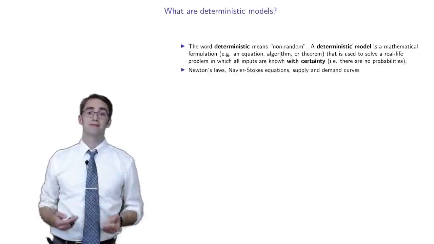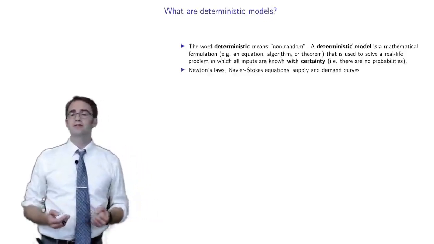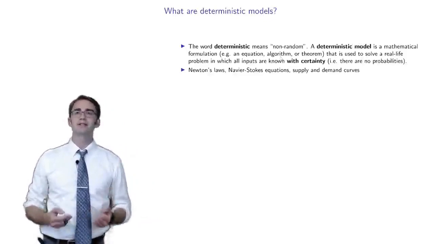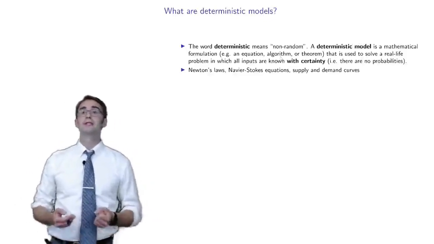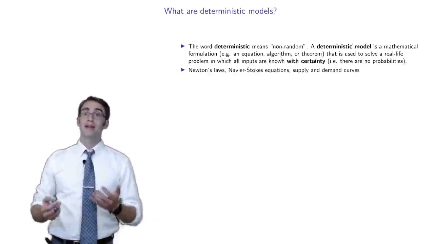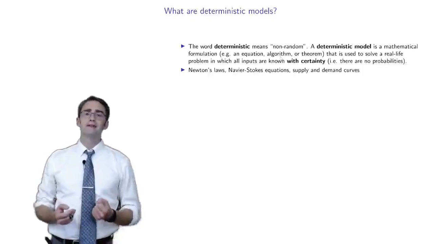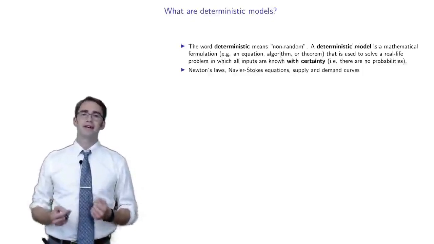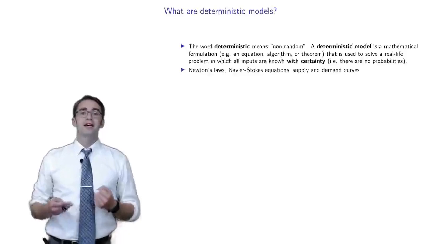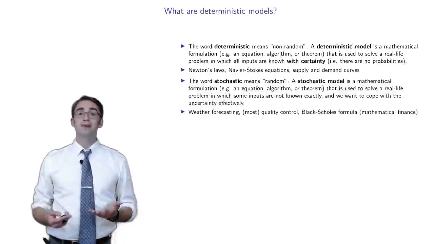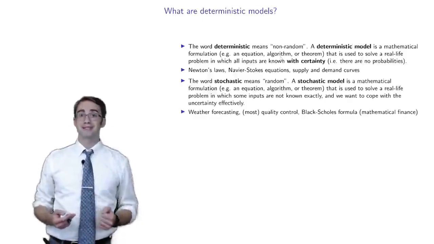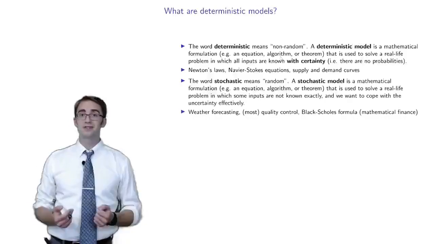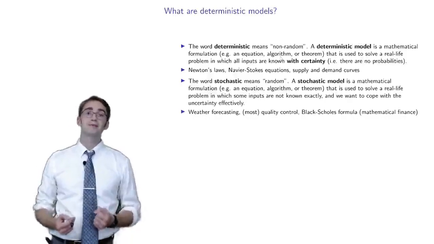There's nothing random there. The Navier-Stokes equations, which you probably haven't seen, are partial differential equations that describe the movement of a fluid. Again, there's nothing random in them. Supply and demand curves from economics typically don't have randomness attached to them. You distinguish deterministic models by comparison with stochastic models. That's the opposite of deterministic. The word stochastic just means random.